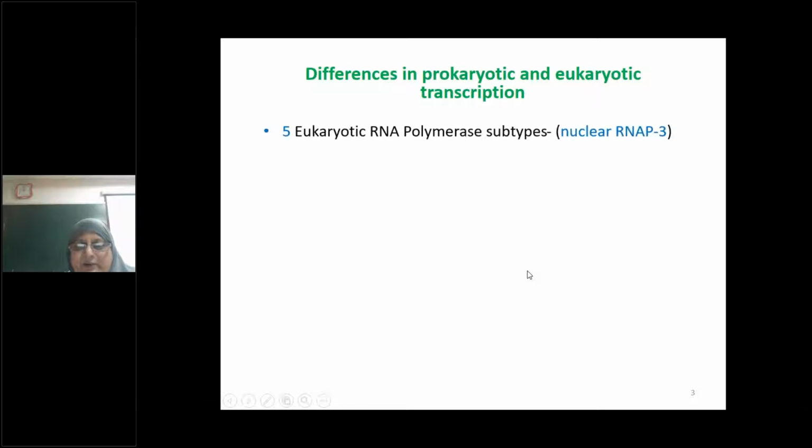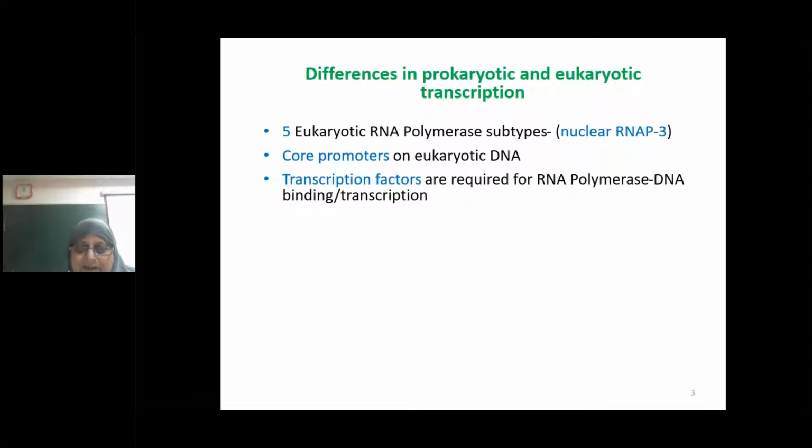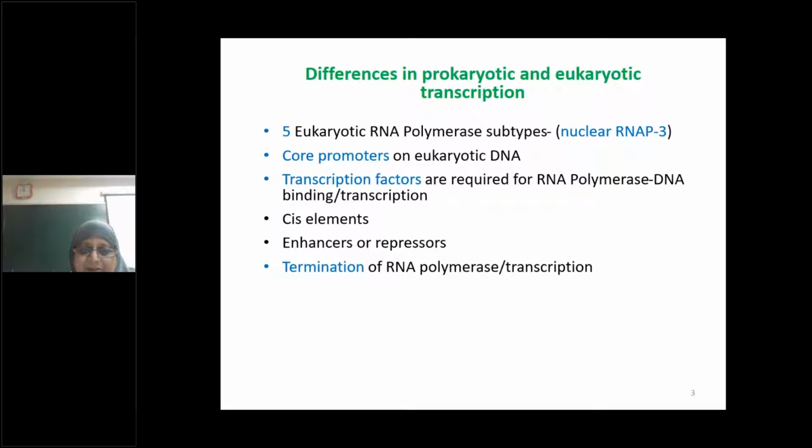So the differences between prokaryotic and eukaryotic transcription are that there are 5 eukaryotic RNA polymerases, and there are core promoters on the eukaryotic DNA. Other than the promoters, there are also transcription factors. They are required for the RNA polymerase and DNA binding, or you can say for transcription. Then other than this, there are also cis elements, enhancers or repressors. And then termination of transcription will take place.